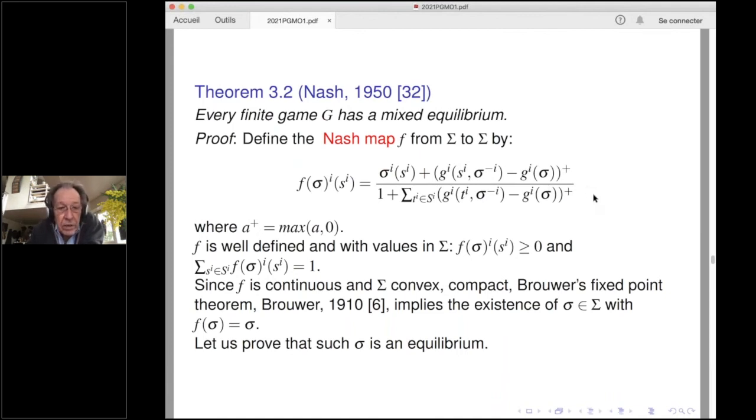So F is well defined, and everything is positive, and the sum is 1 because you have normalized. So you have a map from the simplex to itself. This map is clearly continuous because the payoff is multilinear here, and sigma is convex compact. So you use Brouwer's fixed point theorem. You don't have to use Kakutani. You don't have a correspondence here. You have a function that associates a strategy to a strategy. So let us prove that every fixed point is an equilibrium.